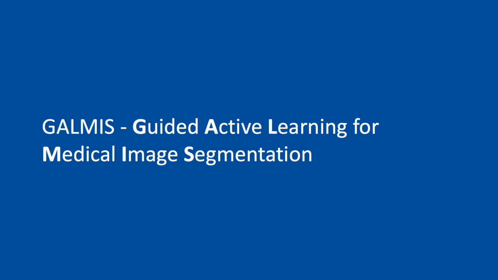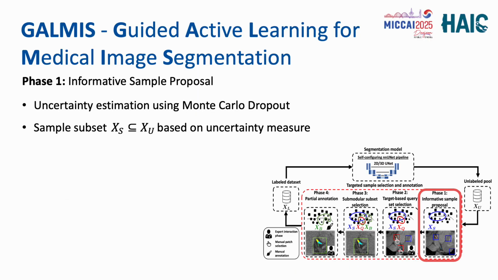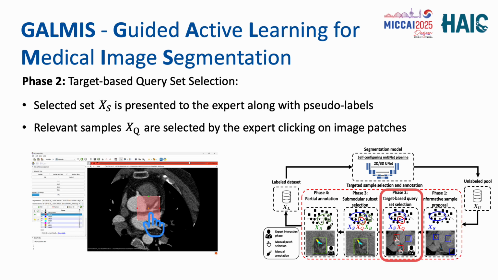In this paper, we propose guided active learning for medical image segmentation. In the first phase, informative samples are proposed using uncertainty-based criteria such as Monte Carlo dropout. In the second phase, the expert is presented with the previously selected candidate samples and selects a subset of relevant samples with respect to the segmentation target by clicking on informative image patches.